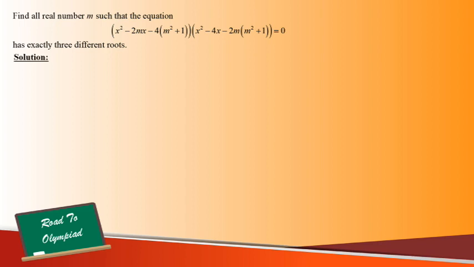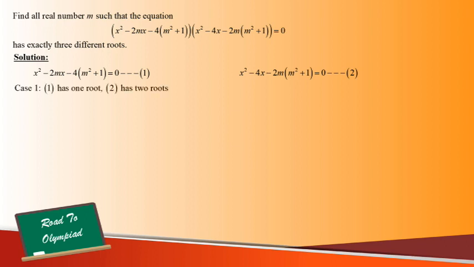To solve this problem, we start by letting the quadratic equation on the left be equation 1 and the quadratic equation on the right be equation 2. Like what we mentioned just now, we can consider two cases. First, where equation 1 has 1 root and equation 2 has 2 roots, and second, where equation 1 has 2 roots and equation 2 has 1 root.